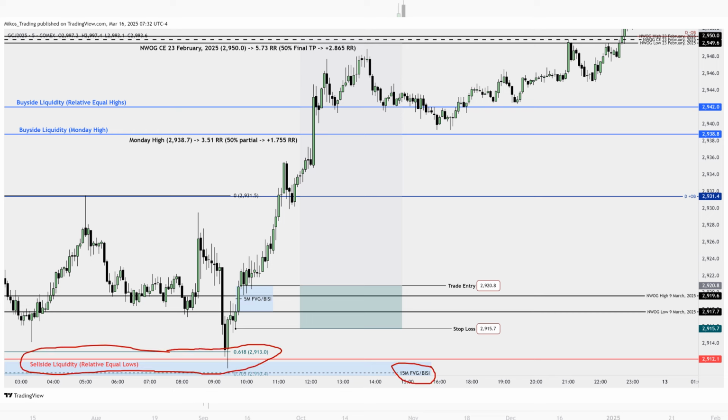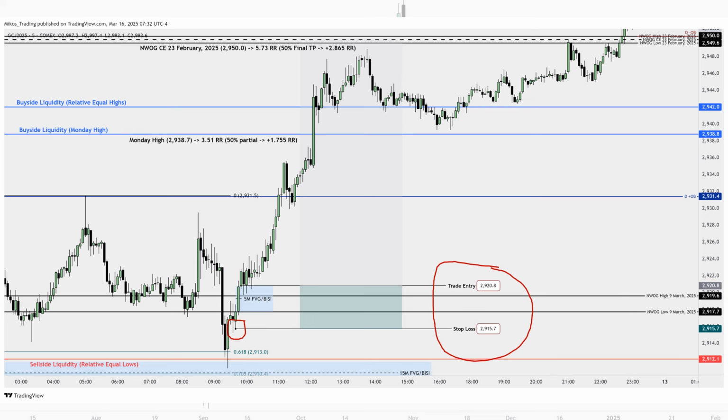We traded below the relative equal lows into the sell side liquidity pool and into the 15-minute fair value gap. After that, we get a displacement on the 5-minute chart, along with the shift in market structure and the 5-minute fair value gap that overlaps with the 5-minute inversion fair value gap. For further confluence, there is also the new week opening gap from 9th of March. If you recall, the candles on the 4-hour chart were respecting this new week opening gap. Everything comes together so beautifully.